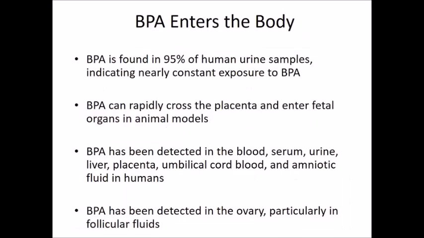Now, we're concerned about this because BPA enters the body, and we know that BPA is found in at least 95% of human urine samples, indicating nearly constant exposure to BPA. We also know that BPA can rapidly cross the placenta and enter fetal organs in animal models, and that BPA has been detected in the blood, serum, urine, liver, placenta, umbilical cord blood, and amniotic fluid in humans. And of interest to my laboratory, BPA has been detected in the ovary, particularly in follicular fluids.